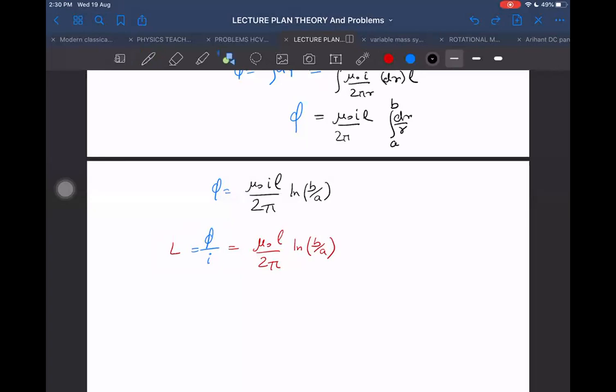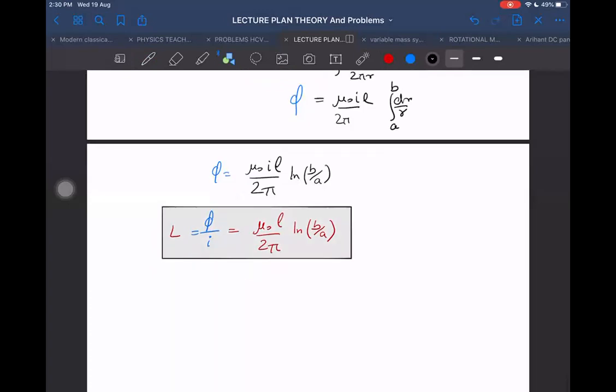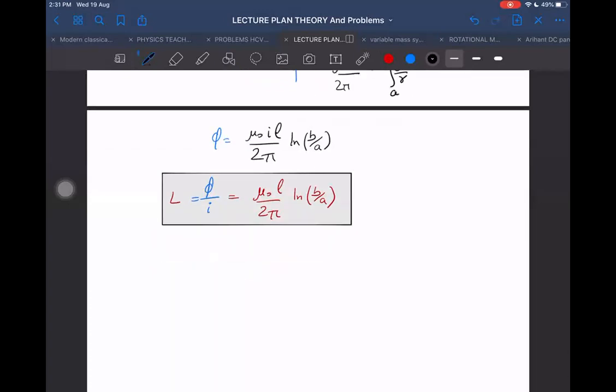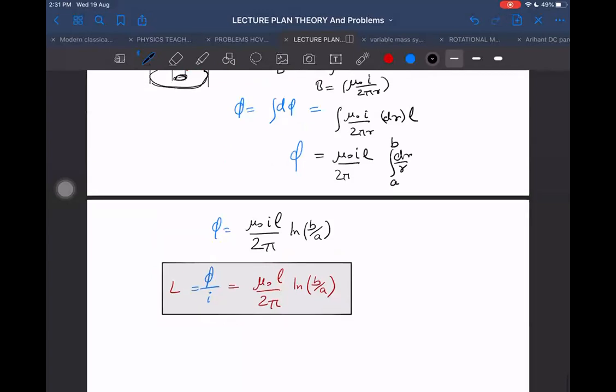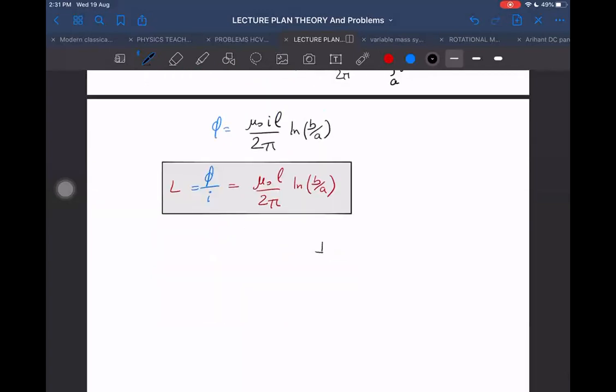I have another way to arrive at the same conclusion. Another, alternative way. I have told you one thing now, that the magnetic energy density formula is half B square by mu.